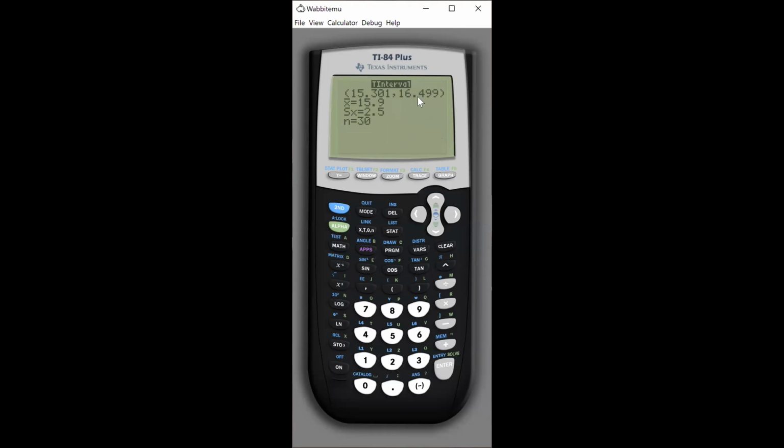And if you look at it, we pretty much get exactly the same answer. So you get 15.301, which is just 15.3. And then you get 16.499, which if you round it off, you get 16.5. So we get exactly the same answer. The only time you should worry is if it's completely off. If it's completely off, most likely you did something wrong or entered something wrong. But the calculator will not be wrong as long as the information you enter into the calculator is correct.